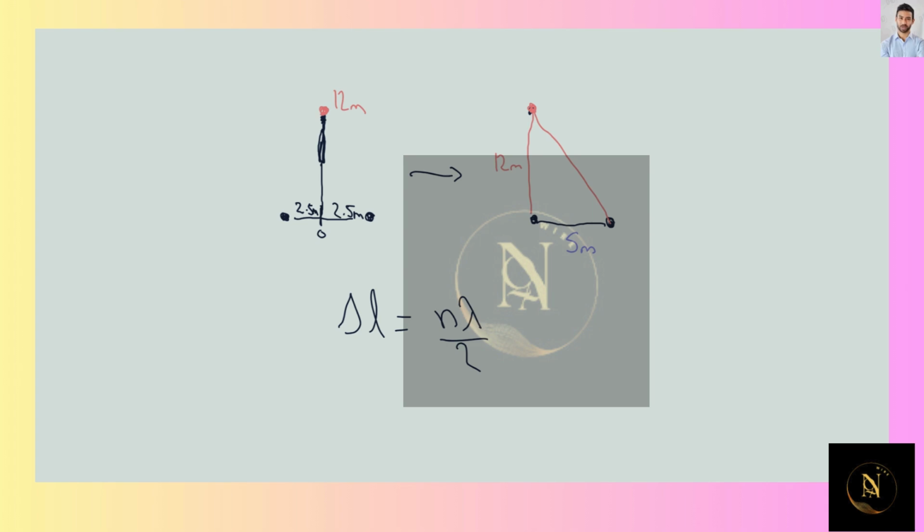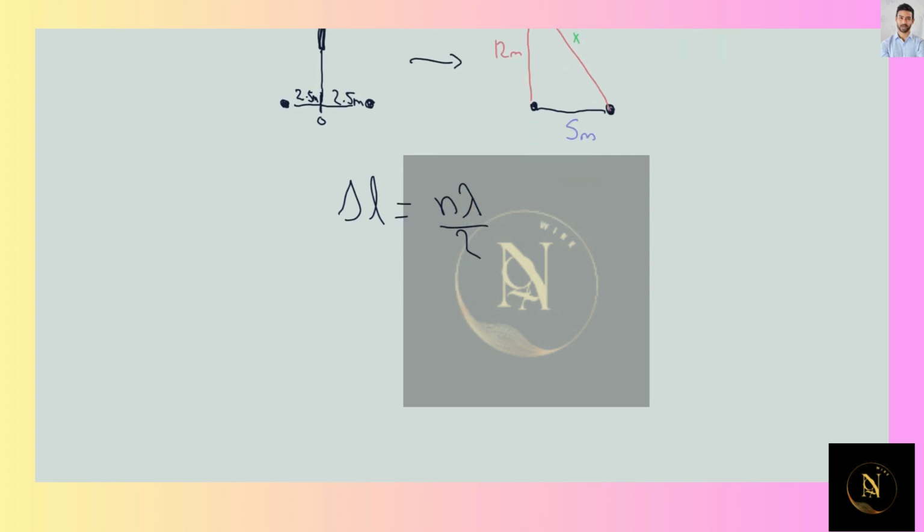For doing that, we need to calculate this distance x. So x is going to be equal to the square root of 12 squared plus 5 squared. Directly, x is equal to 13 meters. Now, with this, we get that the change of length is equal to 1 meter.